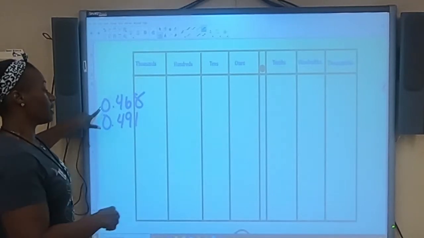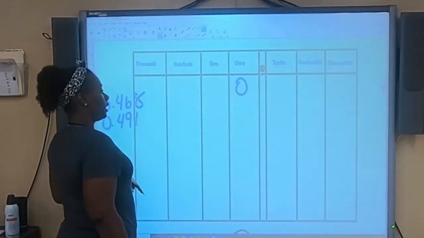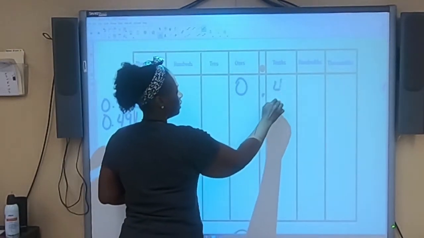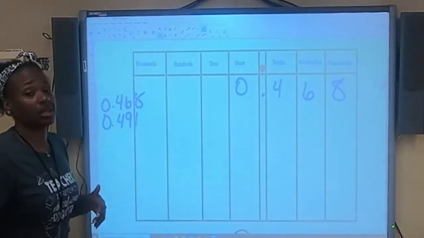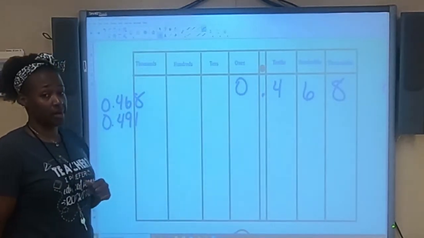In the ones place, I need a 0. In the tenths place, I need a 4. Hundredths place, I need a 6. Thousandths place, I need an 8. So far, all I did was put my digits in their place value.